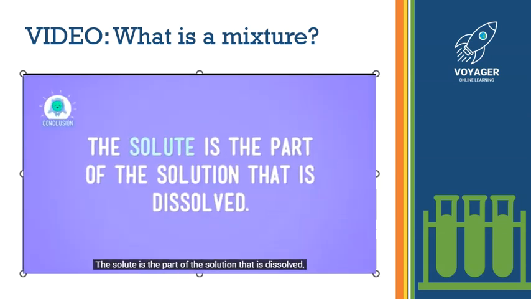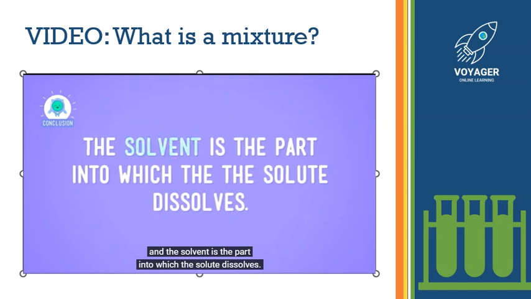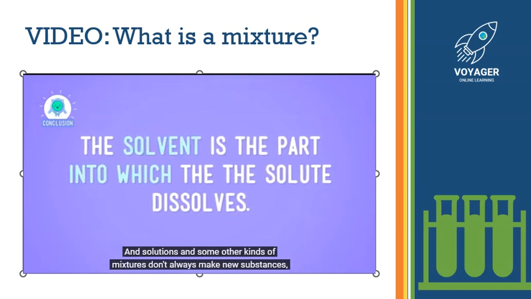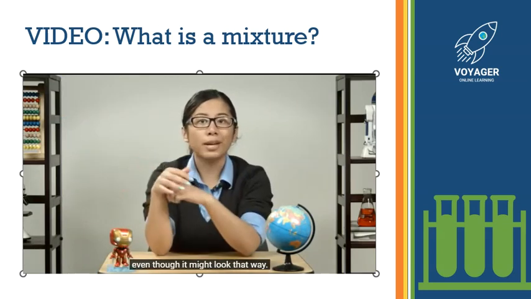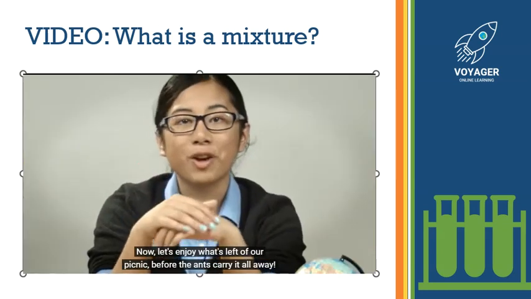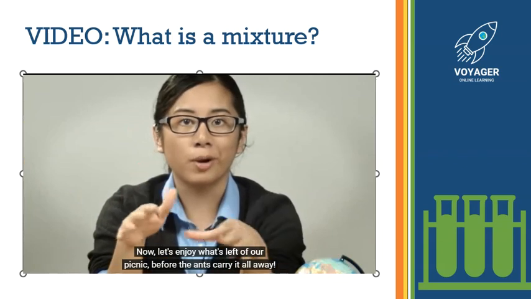The solute is the part of the solution that is dissolved, and the solvent is the part into which the solute dissolves. And solutions and some other kinds of mixtures don't always make new substances, even though it might look that way. Now, let's enjoy what's left of our picnic before the ants carry it all away.